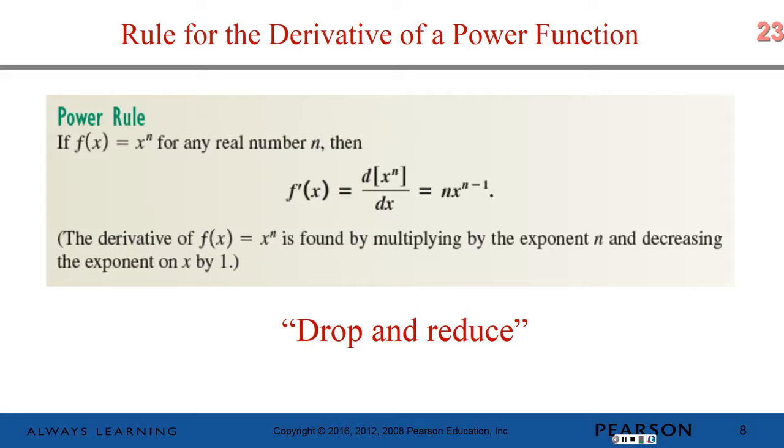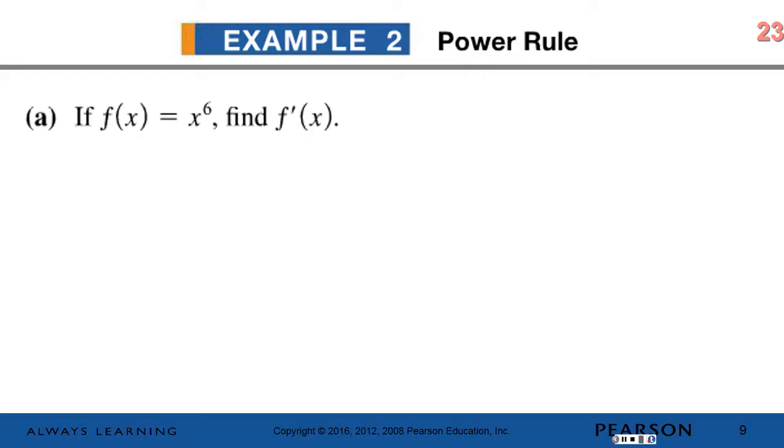And these are all in the notes that I've got for you. And if they're not in D2L, they will be before midnight tonight. So here's your example. Before I show you the answer, tell me, what do you think f prime of x is? 6x to the 5th. Okay, 6x to the 5th. Does that make sense to everybody? Drop it, reduce it.